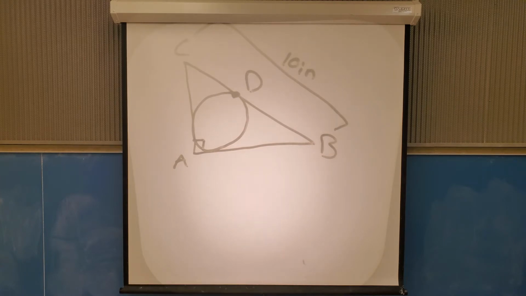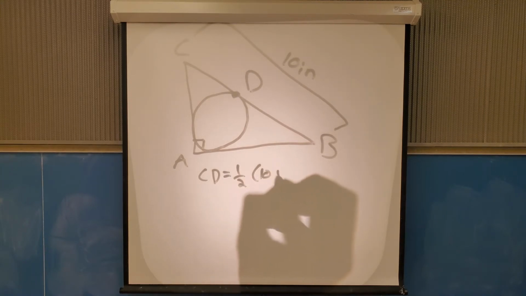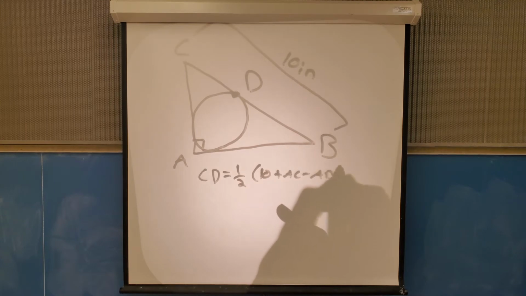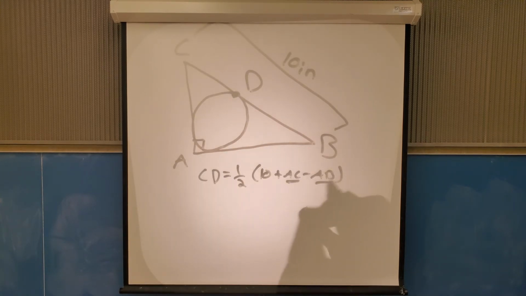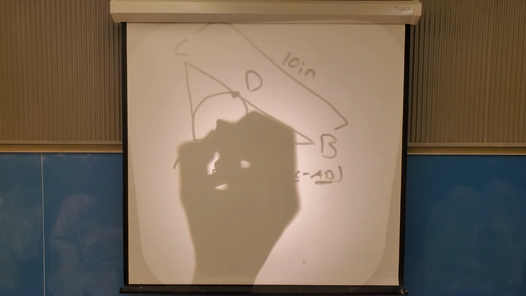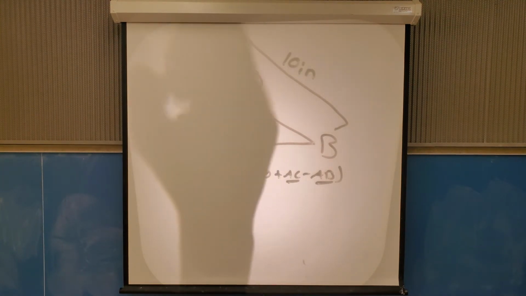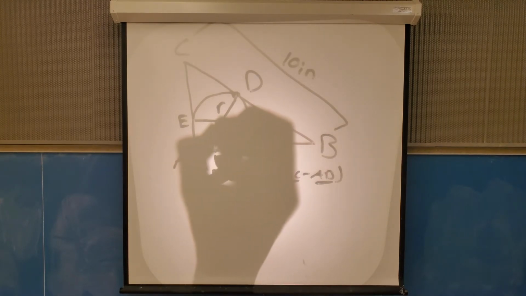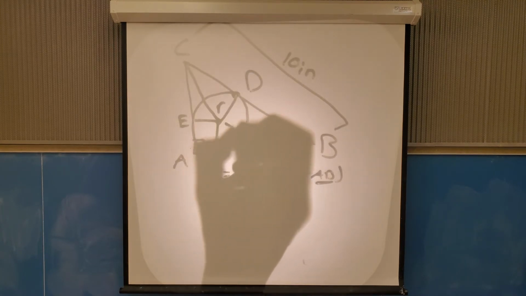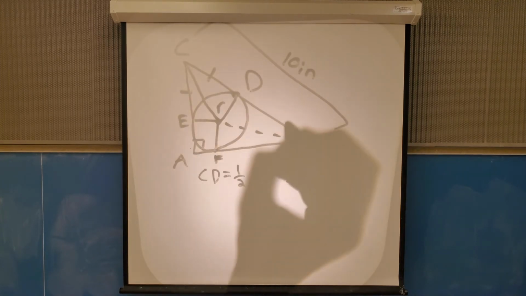With this being established, our ultimate goal is to prove that CD equals 1/2 times 10 plus AC minus AB. Thus, with the information given, we're going to break up the triangle into smaller triangles with the circle. This allows us to find the values of AC and AB, consequently proving this. We have the radius of this circle, our point E, which is the midpoint between say C and A, and the point F. So we're going to prove that this side equals this side first.